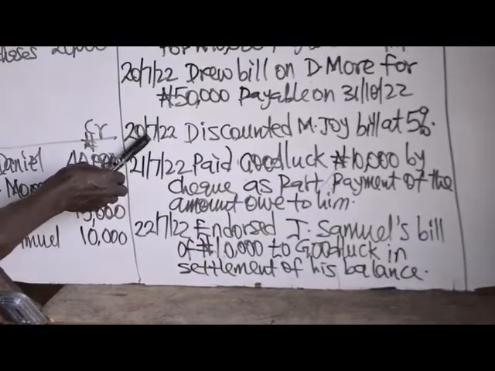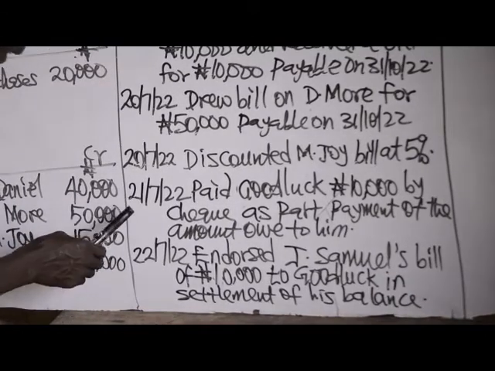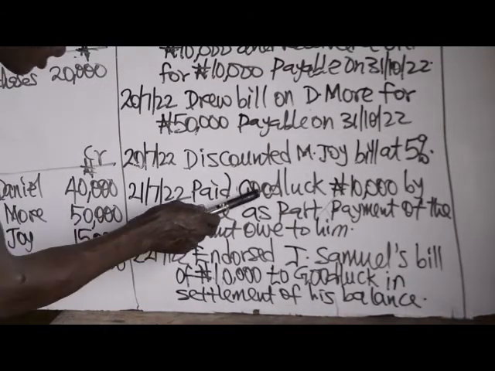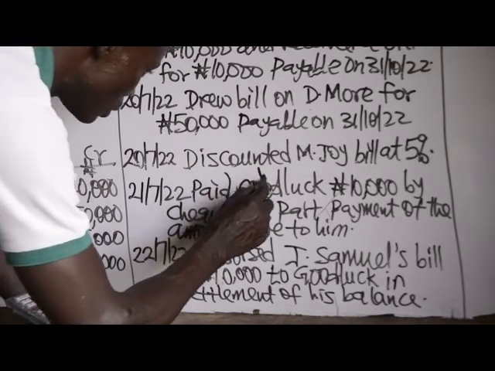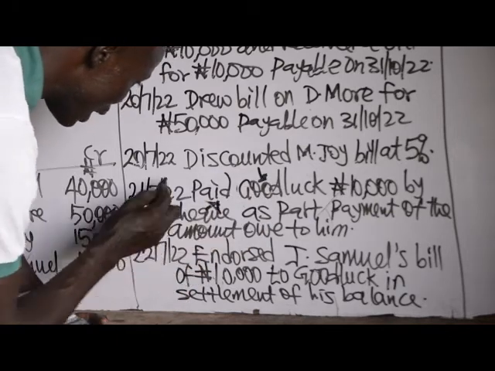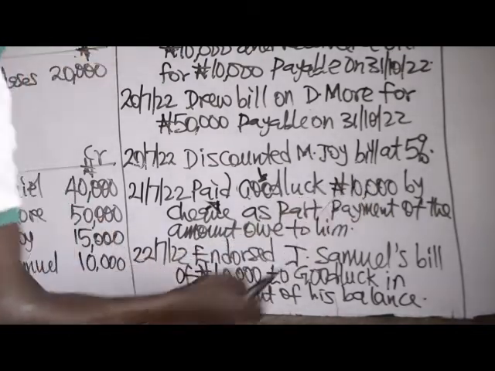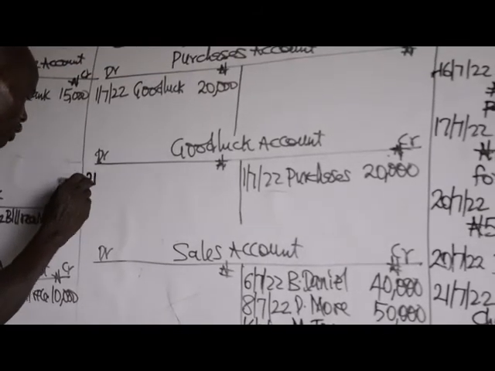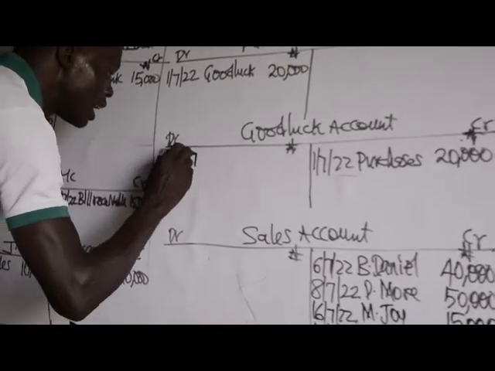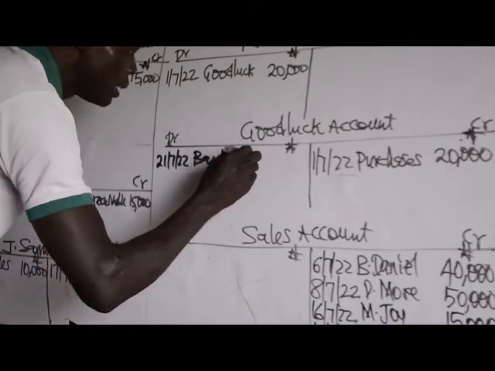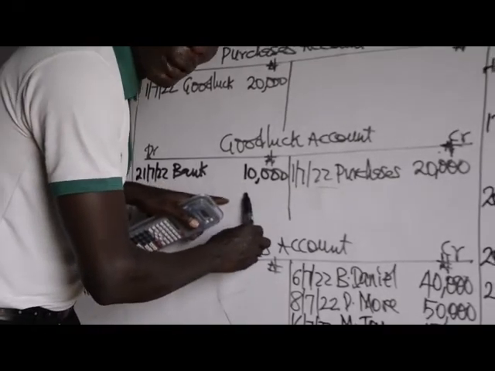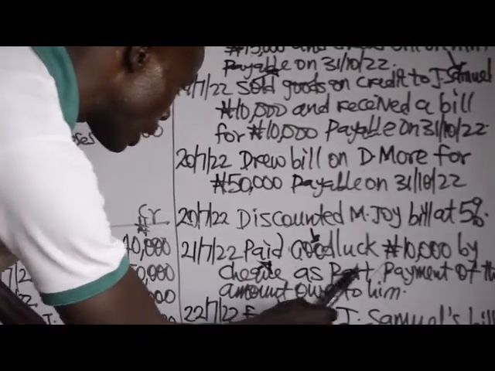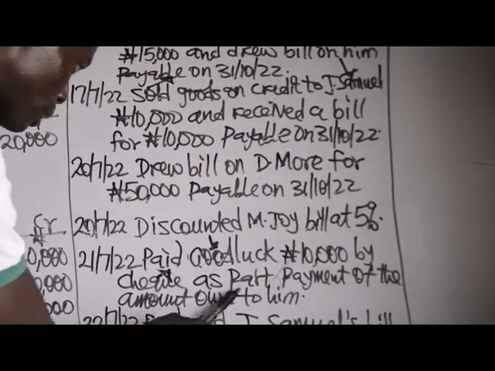After the 20th of July 2022, on the 21st July 2022, paid Good Luck 10,000 by cheque. Good Luck is the receiver. You debit Good Luck and you credit bank. Bank account is not required. So let's debit Good Luck. The date is 21st. The amount paid is 10,000 naira. So this 10,000 will be credited to the bank account.